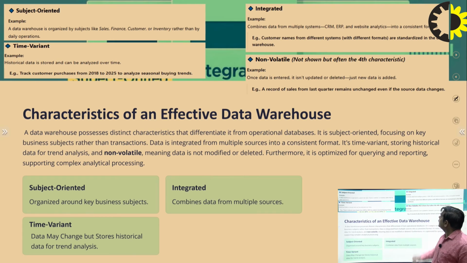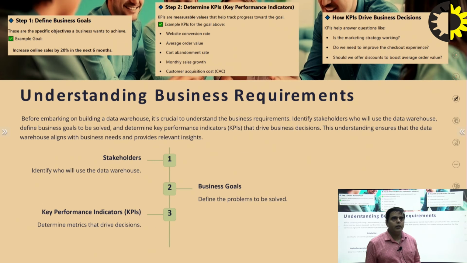Okay, and the last one is the non-volatile. Non-volatile means once the data is entered, it should not be updated or deleted. When you have updated your data warehouse with a record, then even a person who has the complete right to access the data warehouse cannot enter, delete or update any record, because we cannot change the past data. So these are the major four characteristics of the data warehouse.